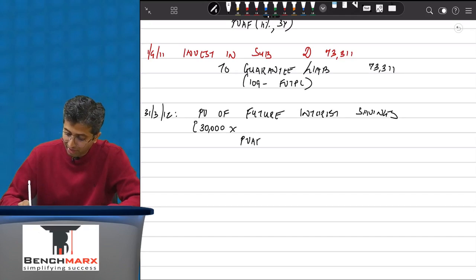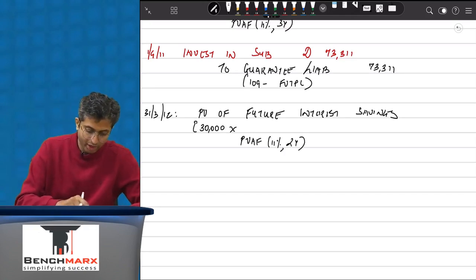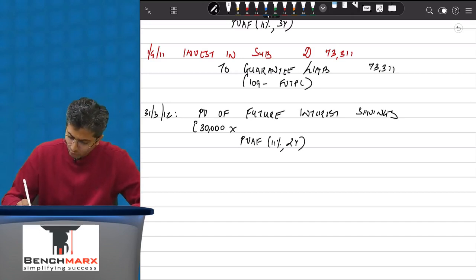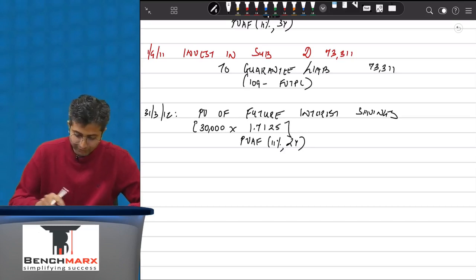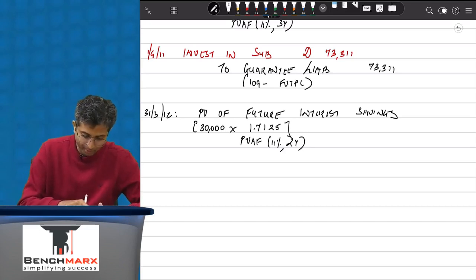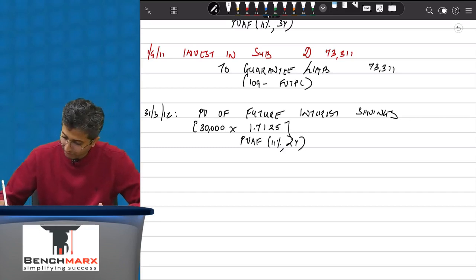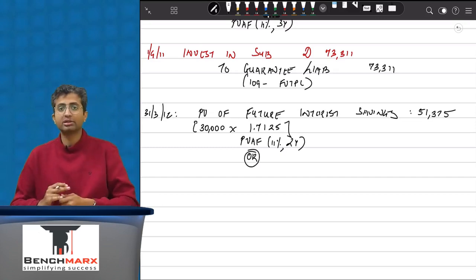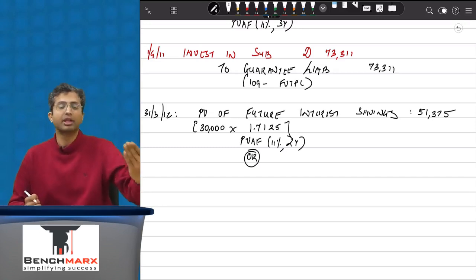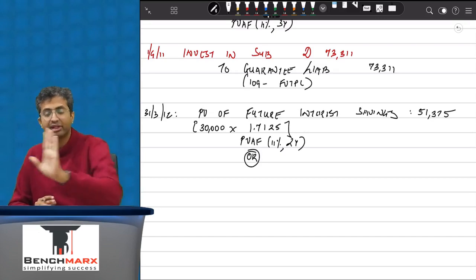So this is PVAF at the rate of 11% for the remaining 2 years. 1 divided by 1.11 equals to 1.7125. So if we multiply, this is 30,000 into 1.7125. So this is 51,375. So this is what you say is still unearned income, or this is still the liability.